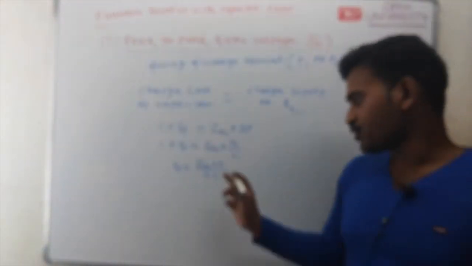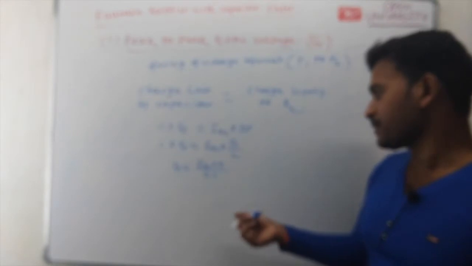My interest is to find out what VR is. So you can write VR equals IDC into T naught by 2C. What is T naught? The time period of the input signal, which is equal to 1 by F naught. So you can write that the peak to peak ripple voltage equals IDC by 2 F naught C.